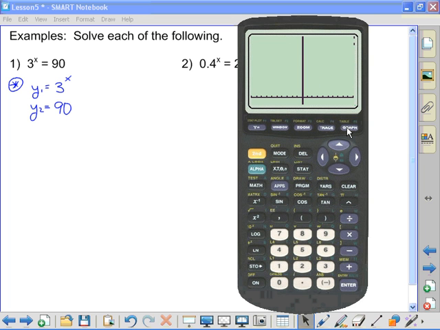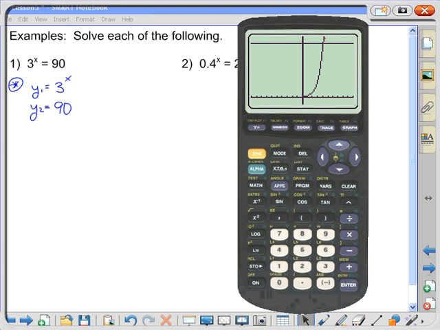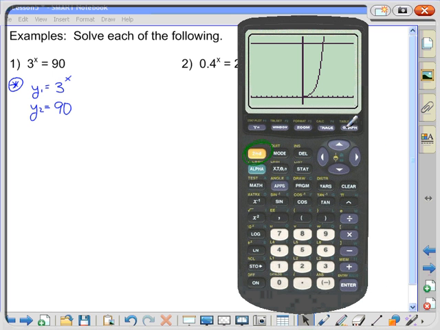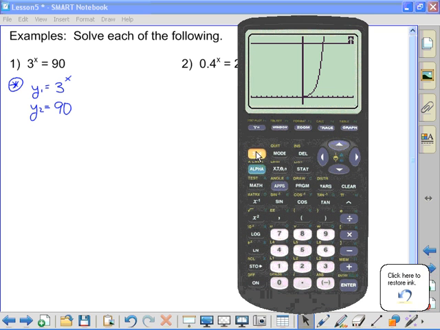So if we go ahead and hit graph, there's the 3 to the x function, and there's the y equals 90. So I can see the point of intersection. So that's a good thing. That's what I want to know right there. Okay. So how do you do that? Next step, you need to hit second. That's your first step. And you're going to hit the trace button as your second step because it allows you to get into the calculator options. So I'm going to hit second trace.